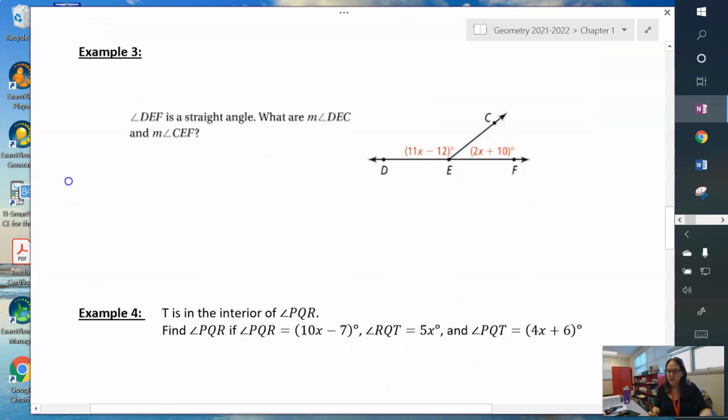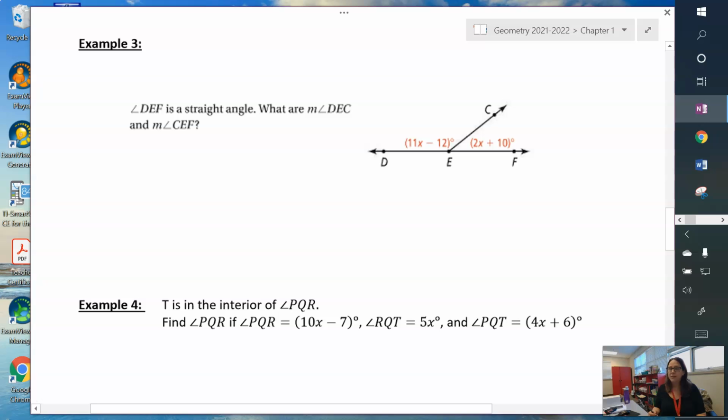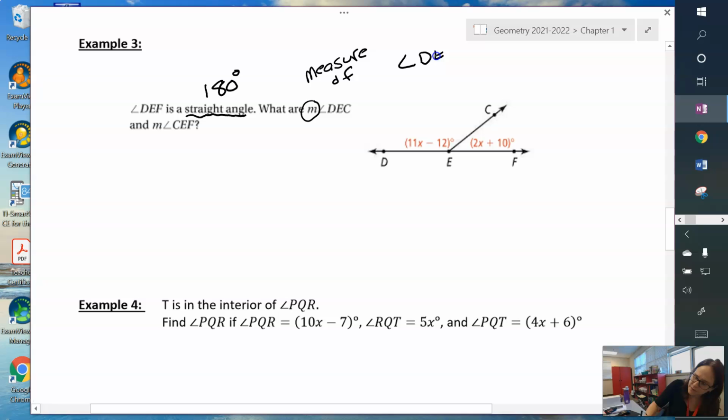So let's use that. Angle DEF is a straight angle, and straight means 180 degrees is its measure. What are the measures of DEC and CEF? I should point out that when you see that little m there, that means measure. Oftentimes we'll write it that way. Sometimes we'll just say angle DEC. And if you see that in an equation, that means the measure of that angle.